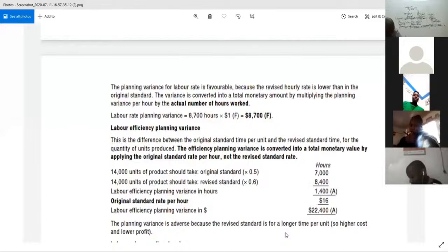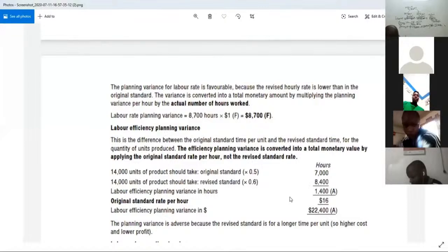For the labor rate variance, were we able to get it? Yes, I can see somebody who is saying yes, thank you very much. How about labor efficiency? I can see labor efficiency variance, it's down here. It is 22,000. Labor efficiency variance planning, 22,400 adverse, it's there. And then we have the others.